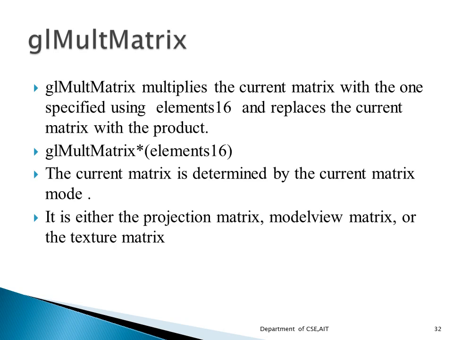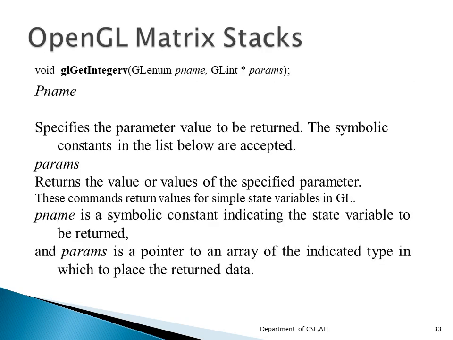The current matrix will be determined by the current matrix mode. The mode can be either the projection matrix, the model view matrix or the texture matrix. At any time during the processing of one scene, we will be having multiple objects, so the top matrix of each of these stacks is called the current matrix. After we specify the viewing and the geometric transformations, the top of the model view matrix is a 4x4 composite matrix, which is a combination of viewing and various other geometric transformations.